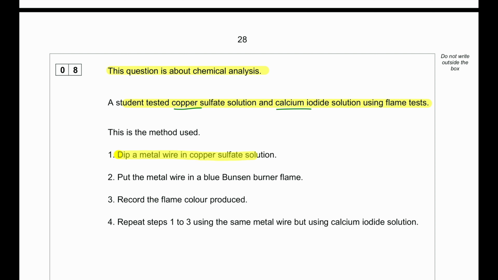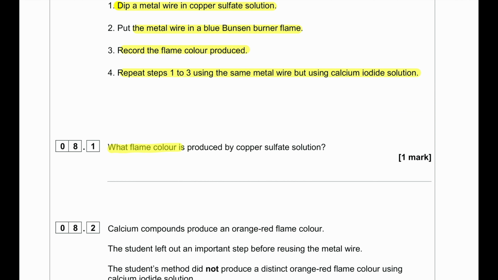Dip a metal wire in copper sulfate solution, put the metal wire in a blue Bunsen burner flame, record the flame color produced. Repeat steps 1 to 3 using the same metal wire but using calcium iodide solution. What flame color is produced by copper sulfate solution? Copper sulfate solution contains the copper 2+ ion, and the flame test for the copper 2+ ion is green. It will produce a green color.